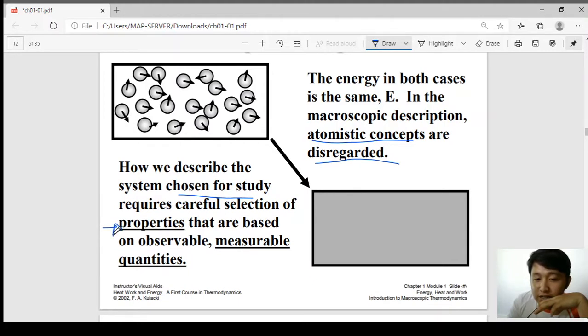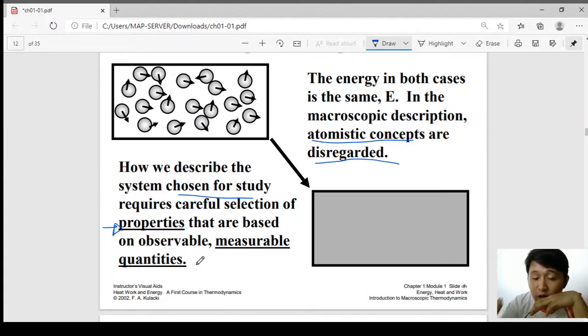So what kinds of properties are these? We have two kinds of properties, extensive properties and intensive properties. We will tackle them later in the slides. These are based on observable and measurable quantities.